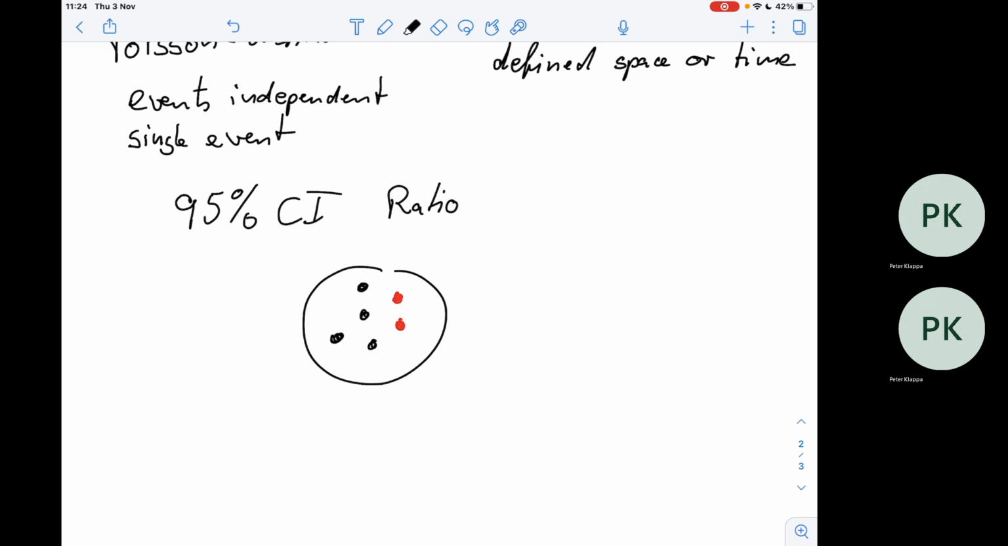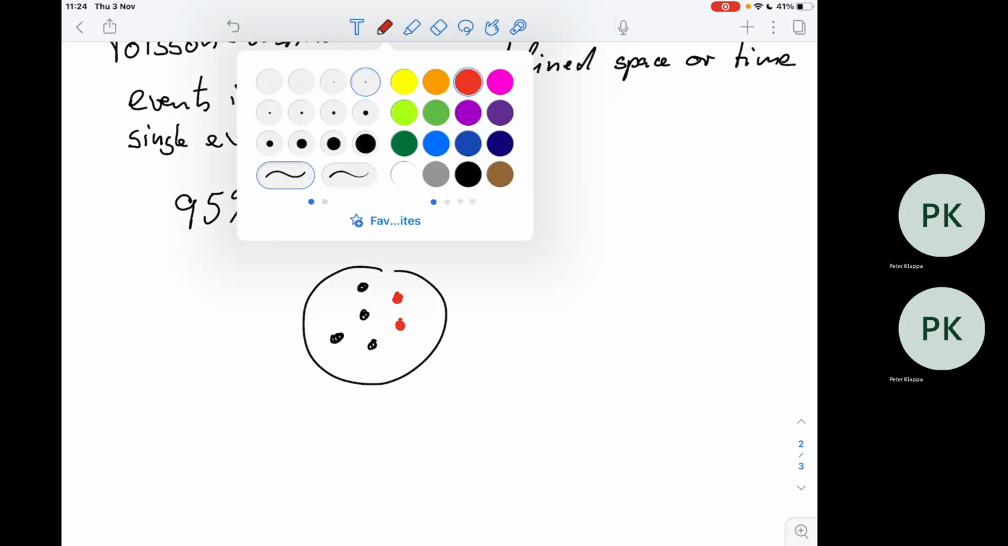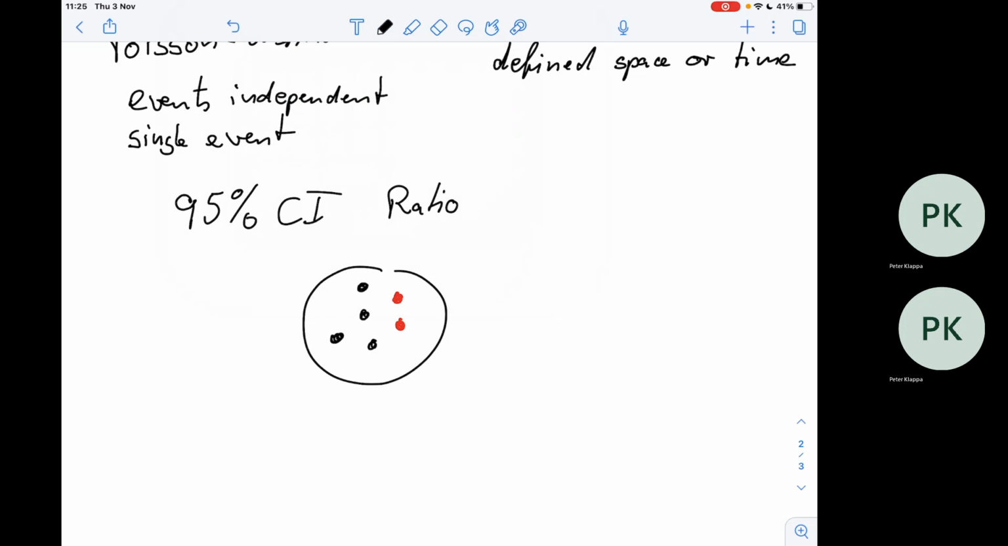Okay, let's say I've got 4 black colonies or white colonies and 2 red ones for whatever reason. So I can say the ratio, so the proportion or ratio equals 2/4, right? No, actually, sorry, I need to write this in a different way.